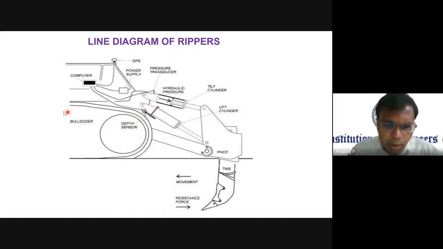The ripper is nothing but a bulldozer. Okay, it's similar to the bulldozer, but it helps you to rip with some depth. The level of depth will be slightly higher than what you have for a bulldozer.